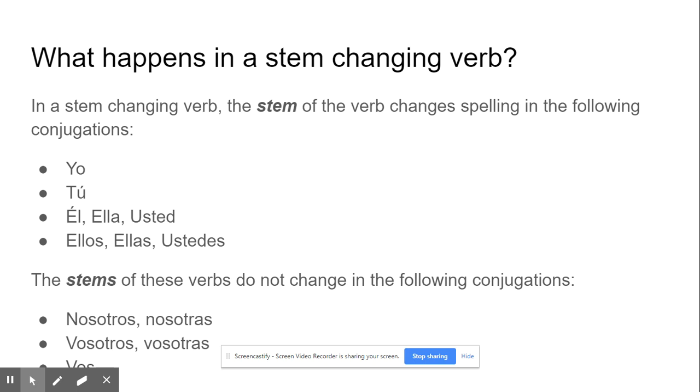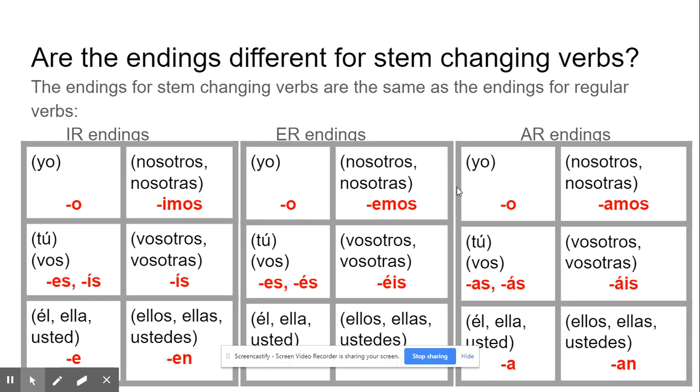So basically, if a verb is stem changing, you're going to have a weird spelling change, but not in every single form of the verb. Only in yo, tú, él, ella, usted, and ellos, ellas, ustedes. In the nosotros and vosotros and vos forms, there is no spelling change. That is super important to remember. You're going to see some examples coming up. Now, maybe you're wondering, what are the spelling changes? So we'll go over the spelling changes first.